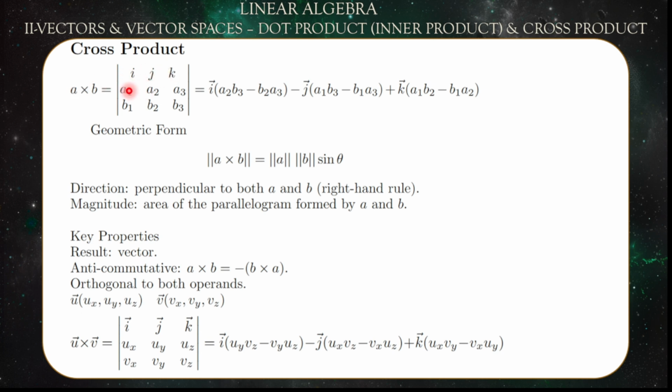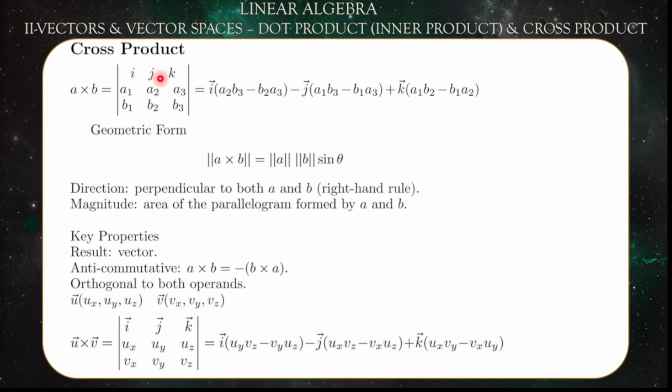Then underneath them, you have the coordinates of the first vector, which is A, designated by A1, A2, A3, or in other words, AX, AY, AZ, the same thing. And B1, B2, B3 for B. And this is how we evaluate it. So you place at first I, and you multiply it by A2, B3 minus B2, A3. So the product of this, minus the product of this.